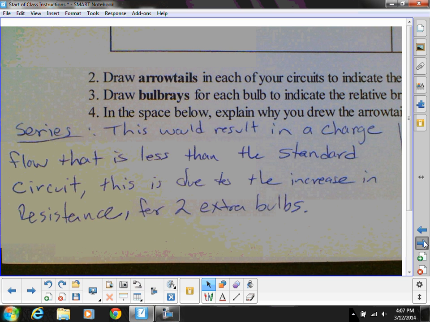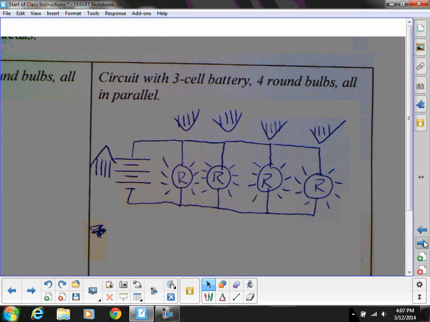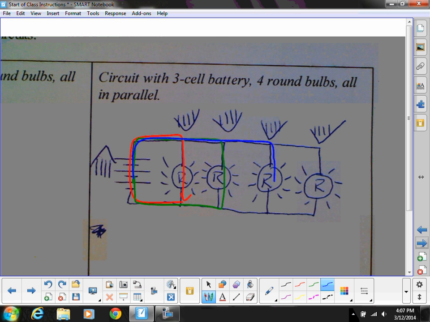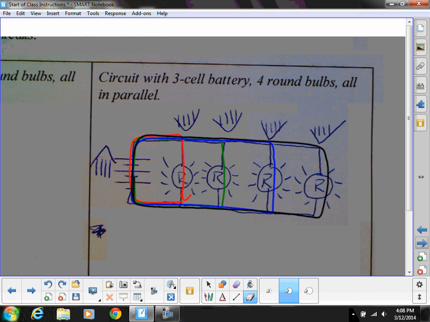For the other circuit with 3-cell battery, 4 round bulbs, all in parallel, this is what the circuit should look like. The 3-cell battery pack there, once again, 4 bulbs, each in parallel to one another. Again, when things are hooked up in parallel, we have multiple continuous conducting paths. Here is one continuous path. We could have another one where the charge comes out to here. We could have another where the charge flows out to there, and then a last one that goes all the way out to the very end.